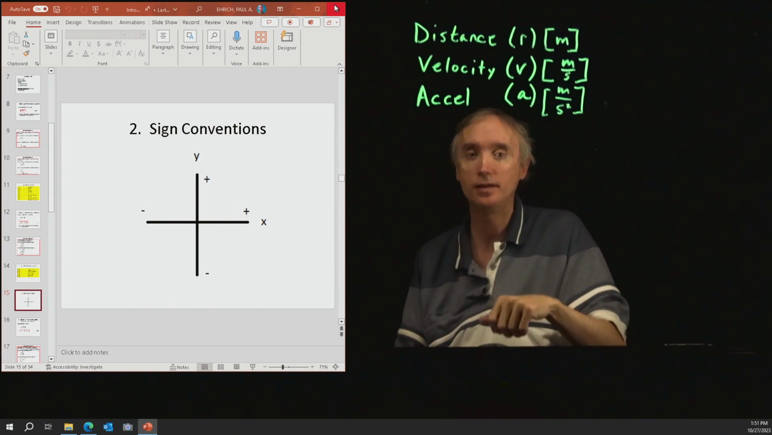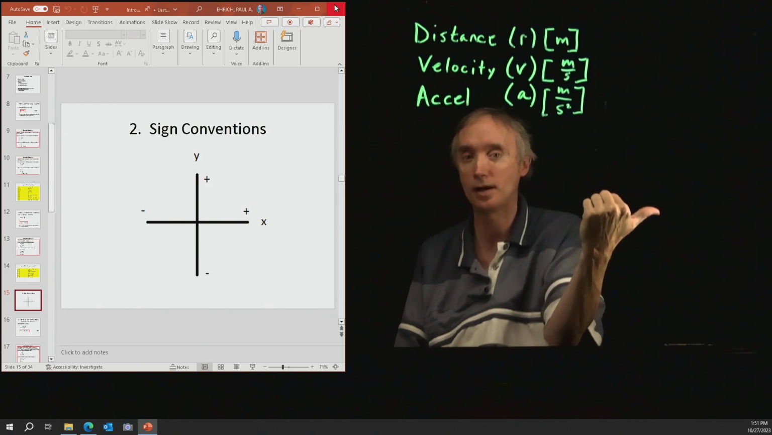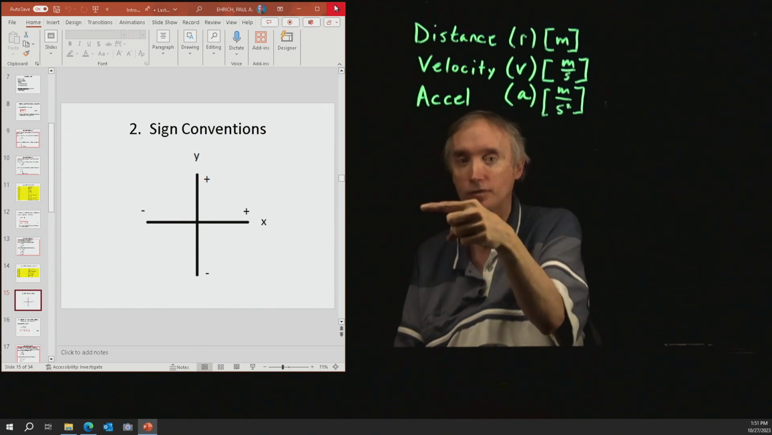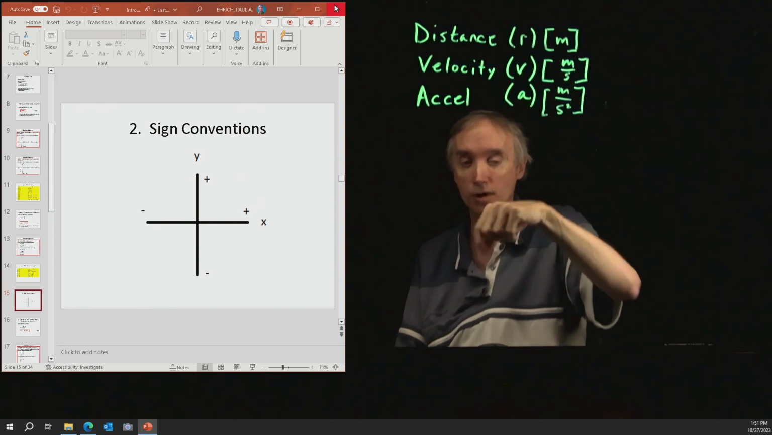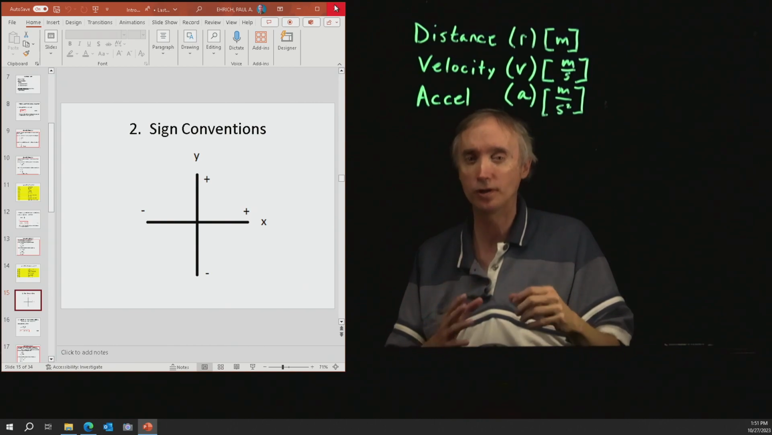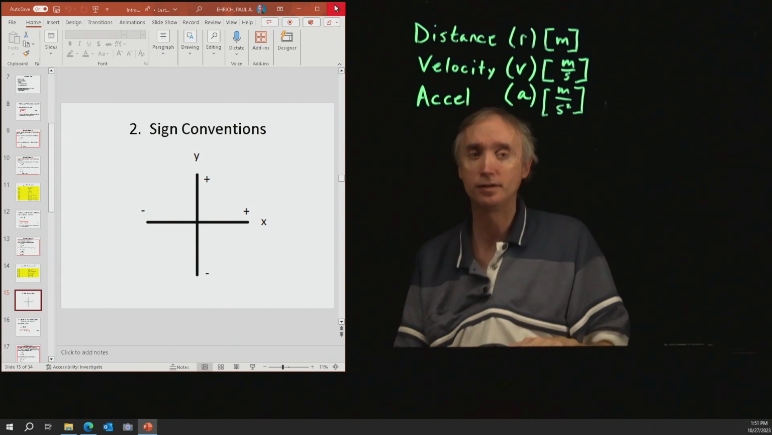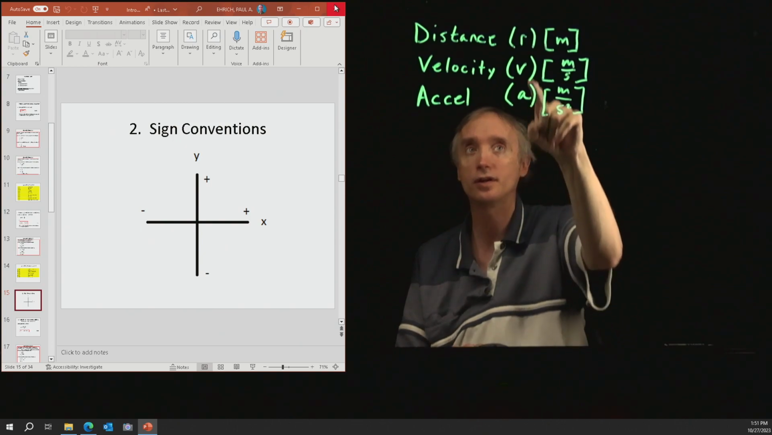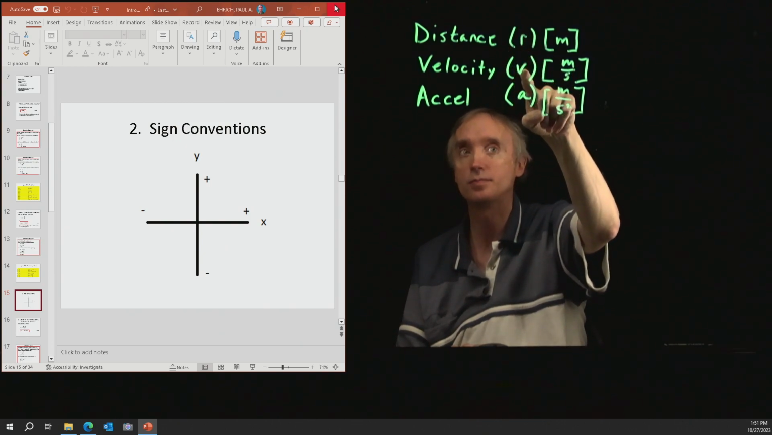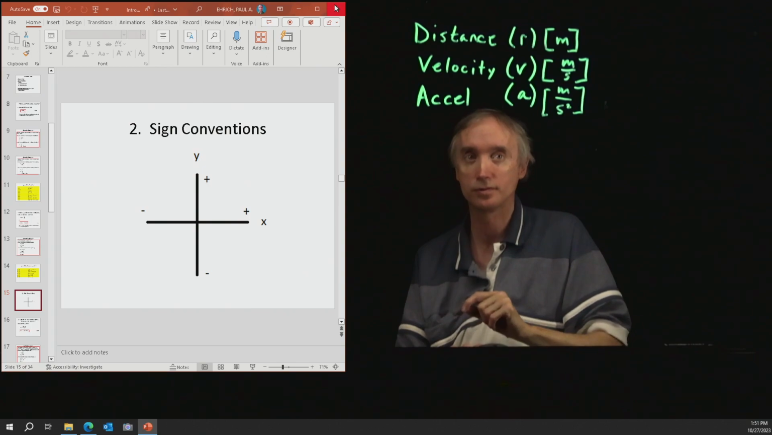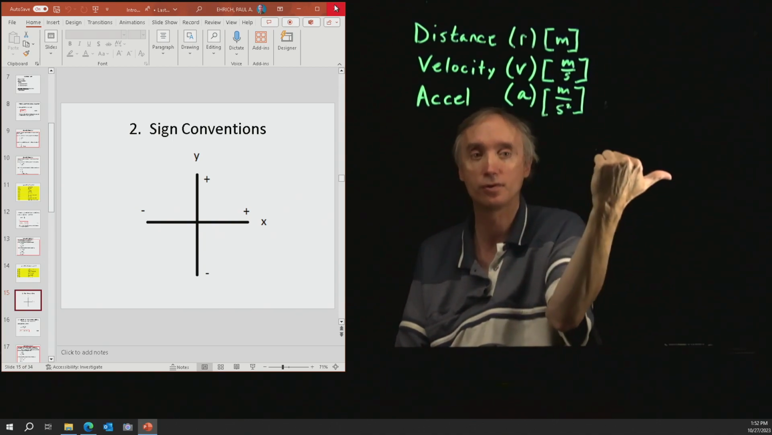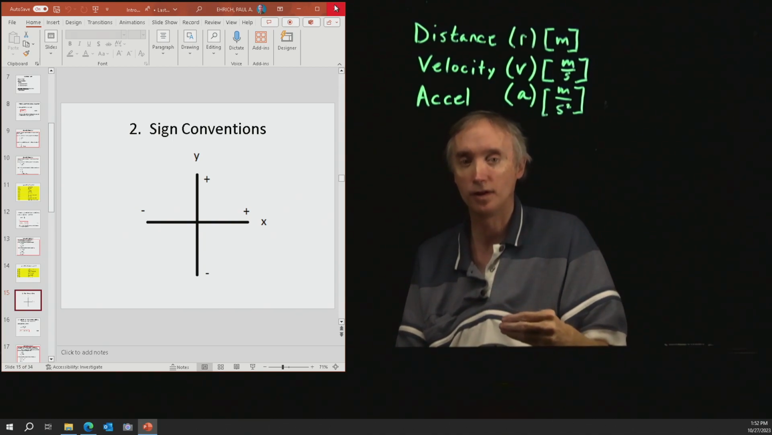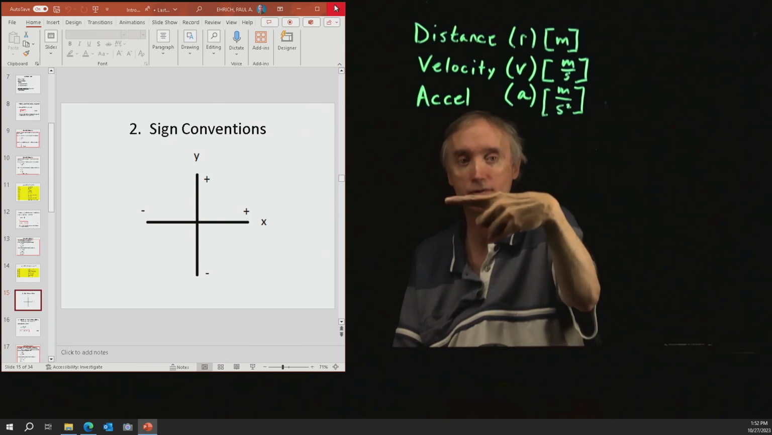And we said that anything that is to the right was a positive number, things to the left were negative numbers, up was positive, and then down was negative. So we're going to use the same sign convention when we're talking about distances and speeds and accelerations. So that a velocity which is positive means that you are going to the right. If you have a negative velocity, that means that you're going in this direction.